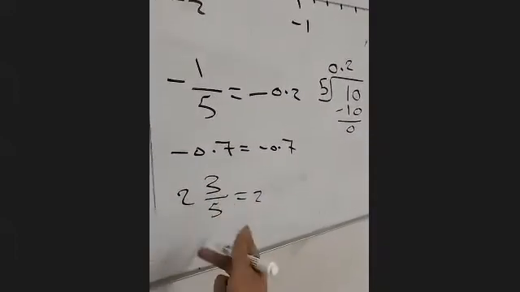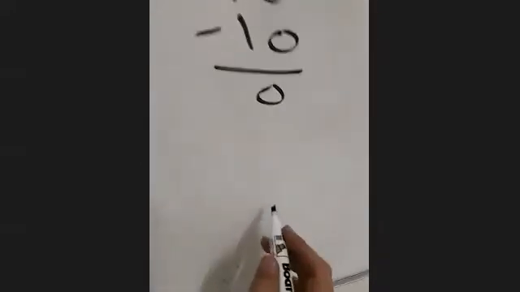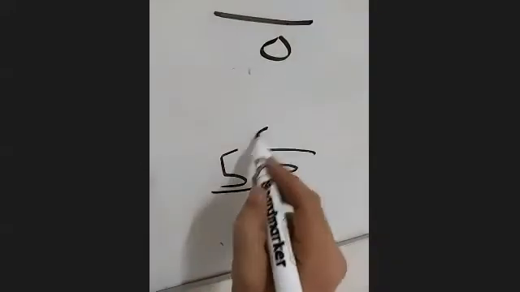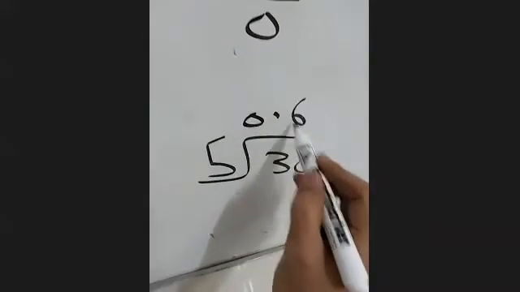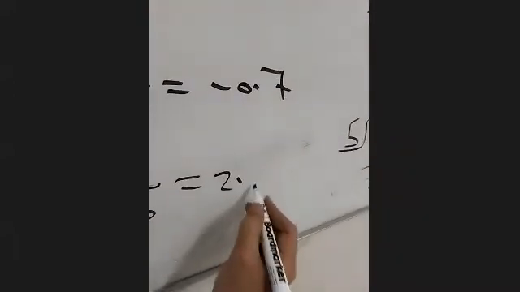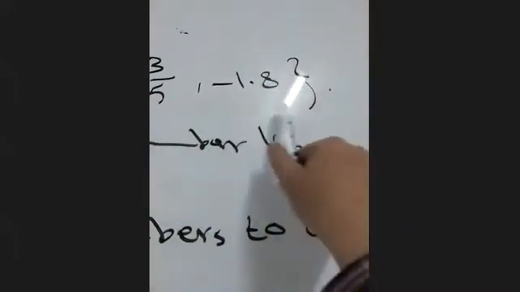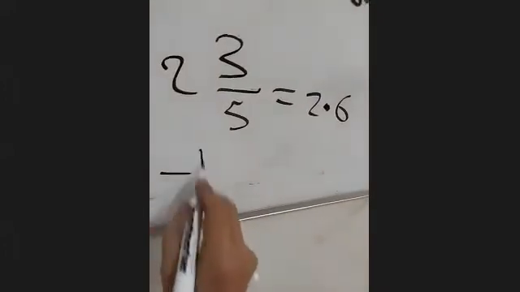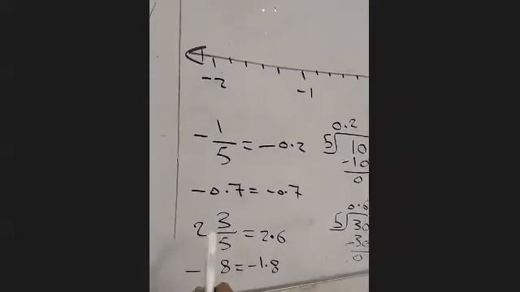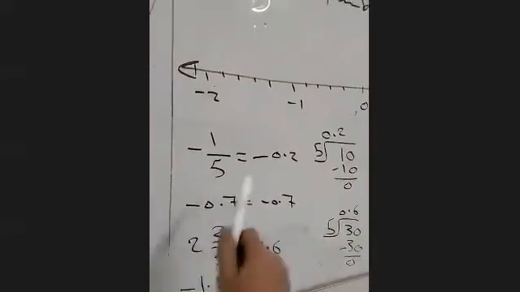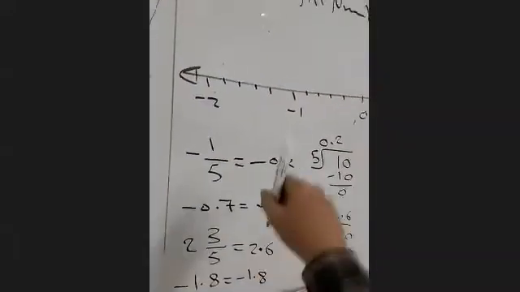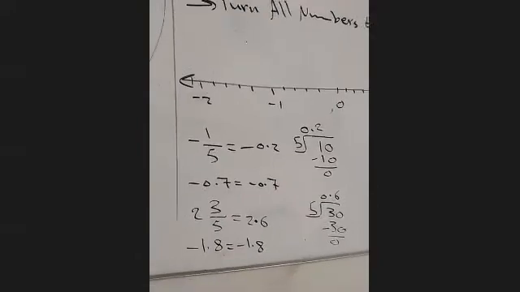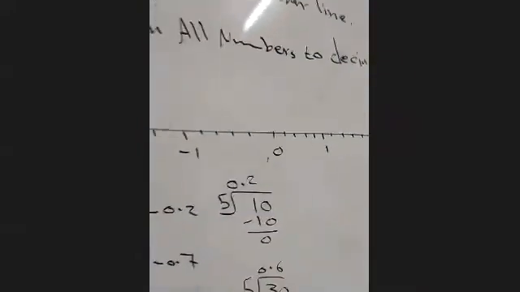Now let's turn the 3 over 5, the fractional part, to a decimal part by division. 3 divided by 5: 0.6, 30, subtract, 0. So we have 0.6 in place of 3 over 5, and the number is 2.6. Now the fourth number, negative 1.8, is already a decimal. We don't do anything with it. So if the number is a decimal, leave it. If the number is a mixed number or a fraction, turn it to a decimal. So I turned all of the numbers in the group into decimals. Now I'm ready to graph the numbers on the number line.